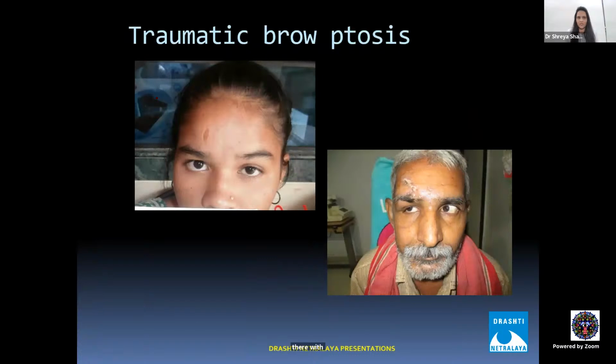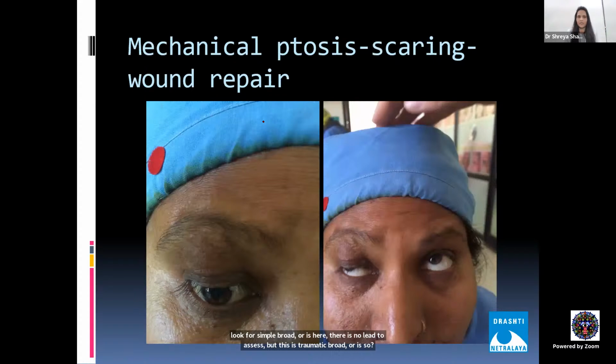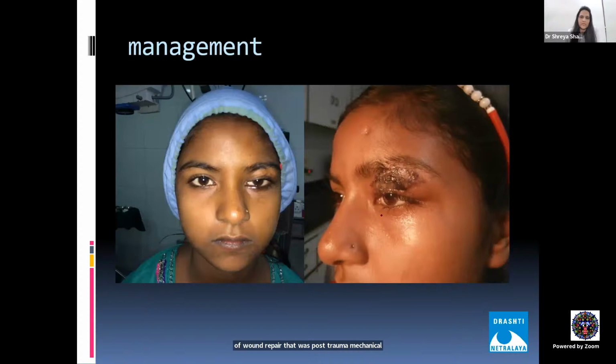But look for simple brow ptosis. Here, there is no lid ptosis, but this is traumatic brow ptosis. So you can just operate on it well after repair. Simple mechanical ptosis just because of the scarring of wound repair. That was post-trauma mechanical ptosis. And we just managed it with skin grafting.